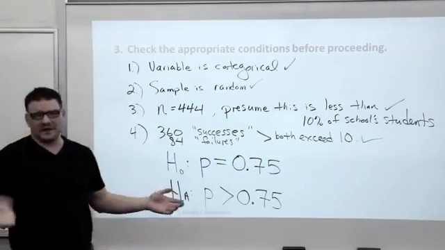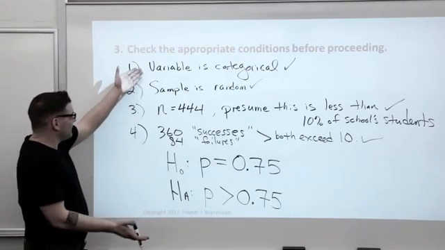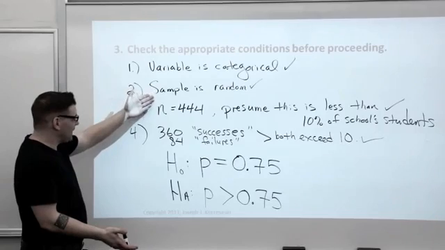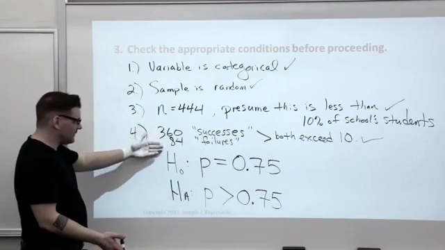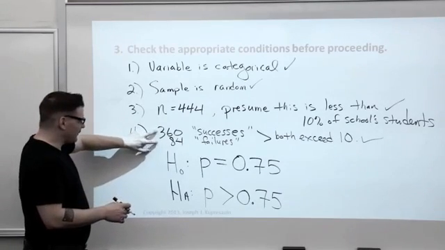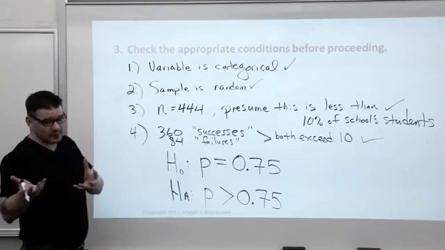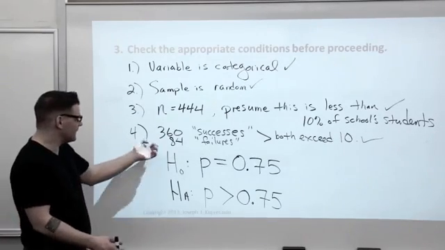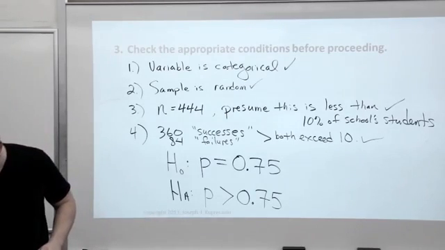I mean, it's really the first hypothesis test problem we're doing. How could the conditions not be met, right? Our variable is categorical, the sample is random, the sample size is less than 10% of the population, and we've got enough successes and failures. You're wondering why, number four, why do we check this? It's because the normal model needs enough data to sort of kick in behind the scenes. So it seems a little weird, but that's the reason why we check that.